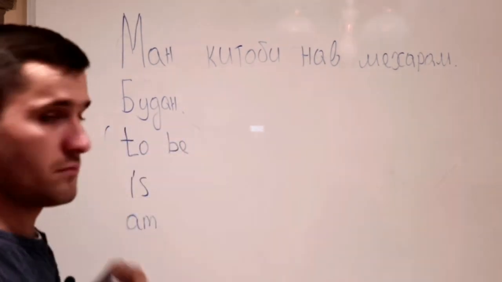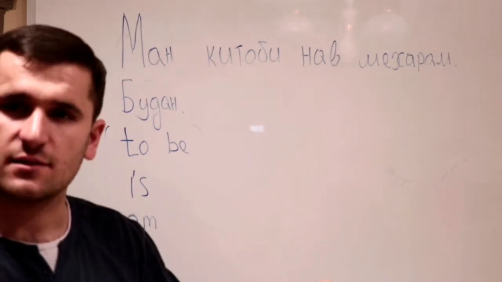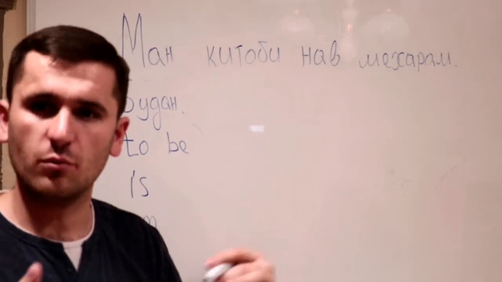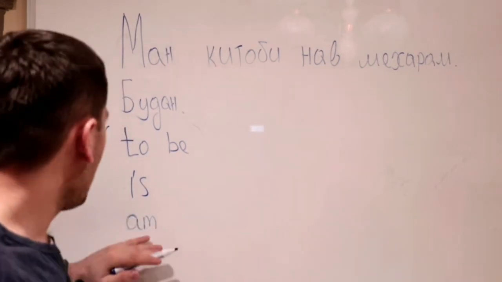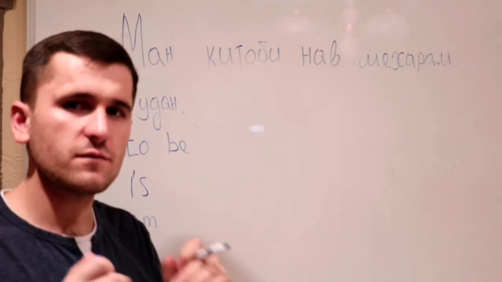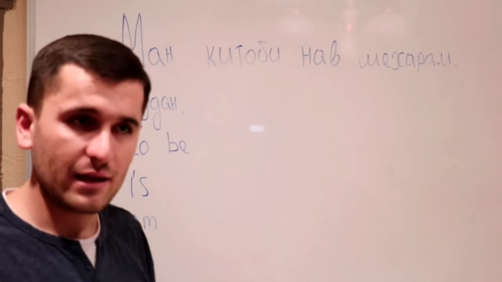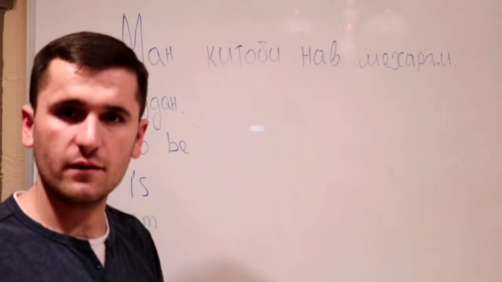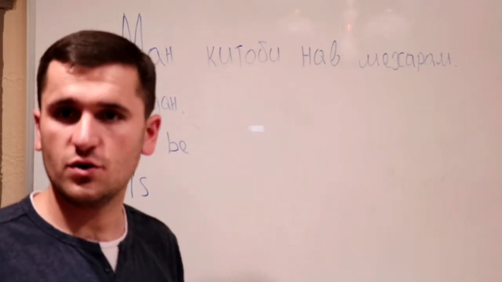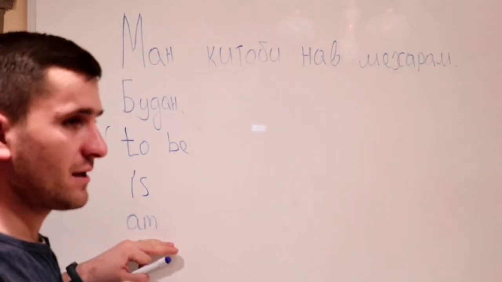So is meboshad, it means for one person. He is a student. Vay donishju meboshad. But about am, it means mebosham. It is used only for who is telling it. For example, I, man. I am a doctor. Man, doktor mebosham. So this means am. It means I am.